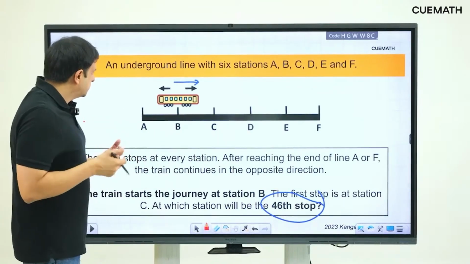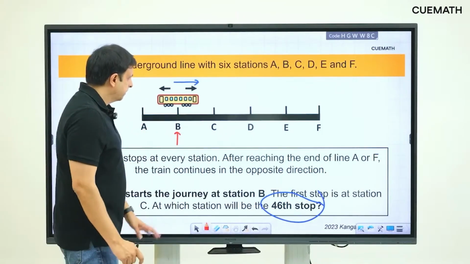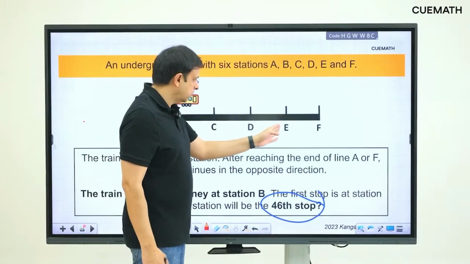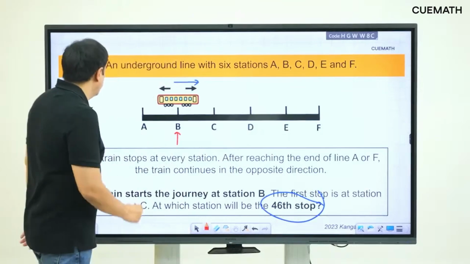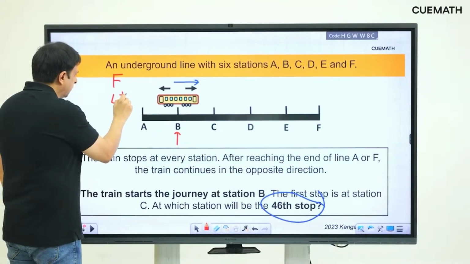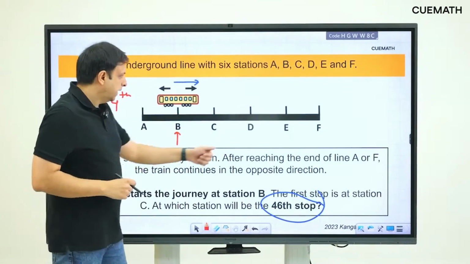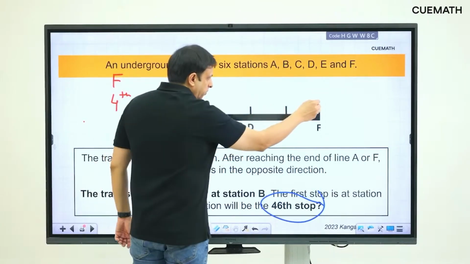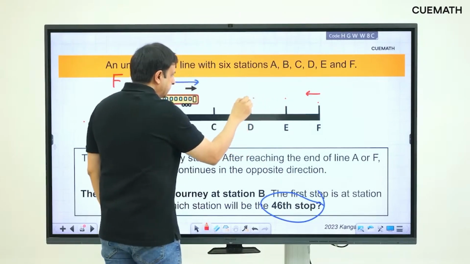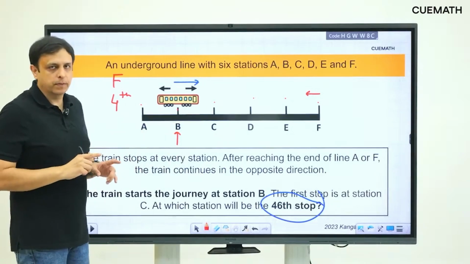What I am going to observe is that the train is starting from position B and it's going towards the right. So this is the first stop, the second stop, the third stop, and the fourth stop. So station F, the right end point, is the fourth stop for the first time. So it's the fourth stop, and then the train reverses its direction. So because this is fourth, then the train starts moving here. So then this is E is 5th, 6th, 7th, 8th, 9th. So station A is the 9th stop in the sequence.